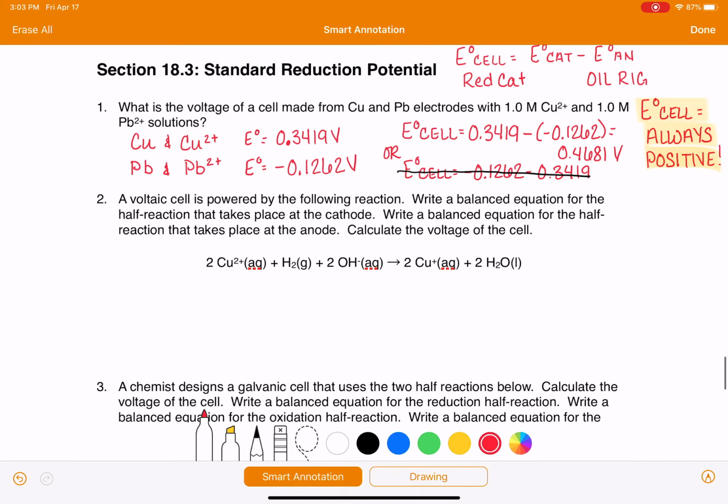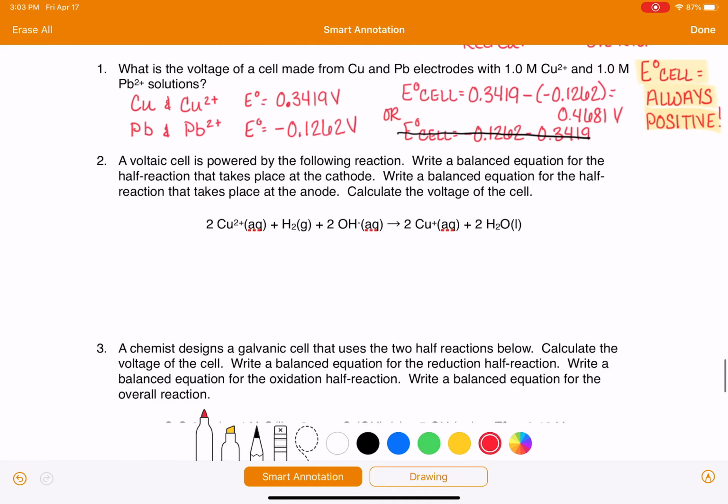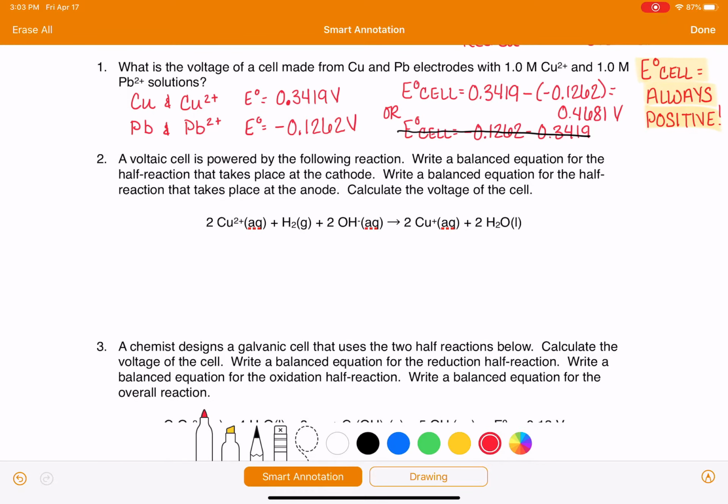Let's try another one. A voltaic cell is powered by the following reaction. Write a balanced equation for the half reaction that takes place at the cathode and the half reaction that takes place at the anode, and calculate the voltage of the cell. So this does look a little bit trickier, and there's a lot of stuff going on here.